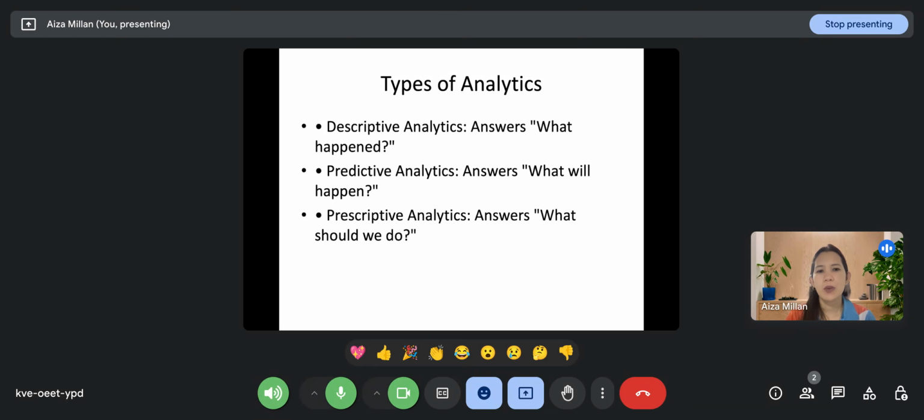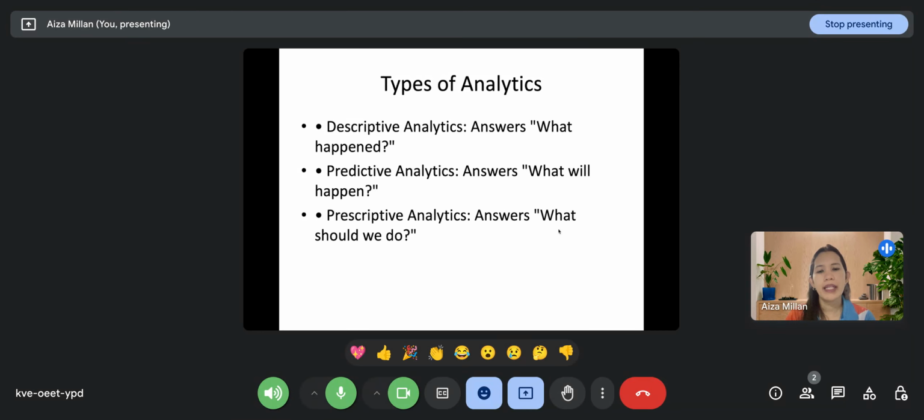And the second one is predictive analytics. This is about forecasting the future. It uses statistical models and machine learning to predict what's likely to happen. For instance, we can predict which customers are likely to cancel their subscriptions.